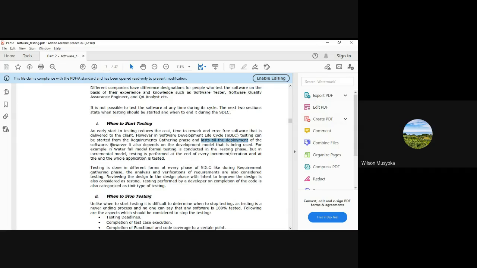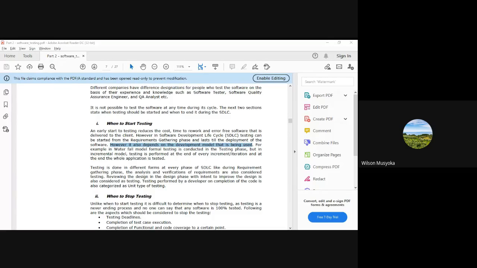So we are also saying, as much as it begins from requirements gathering, that it will depend on the development model which you are using. There are different software development methods which are normally put into use. So you can have the waterfall development method, you can have the spiral software development method, you can have the rapid application development method, you can have the prototyping development method. All of those are different methods of developing the software.